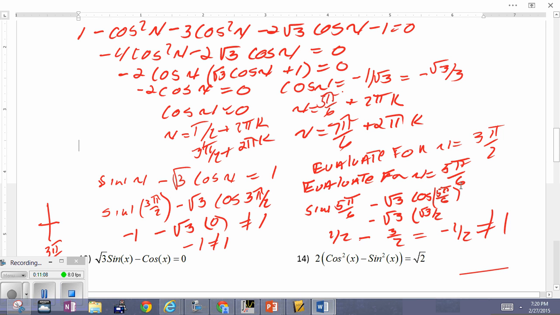Likewise, the 5 pi over 6 was also placed back into the original expression. The sine of 5 pi over 6 is 1/2, minus root 3 times the cosine of 5 pi over 6, which is root 3 over 2. The product of that with root 3 is 3 over 2, and 1/2 minus 1.5 gives you -1/2, not the alleged 1 that it would have if it were a balanced equation.